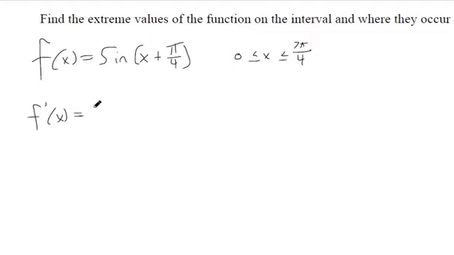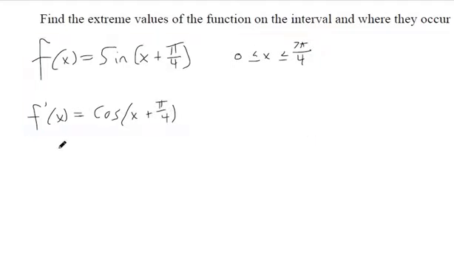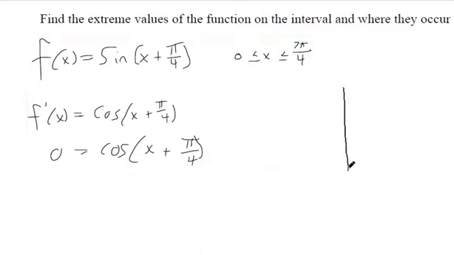So taking a derivative, the derivative of sine is cosine, and then the derivative of the innermost function is going to be a 1, so we're not going to have to worry about that with the chain rule. Okay, so there's our derivative. If we set this equal to 0, then we're supposed to find all the values that would make cosine equal 0. If you're not sure how to find these, think about the unit circle.